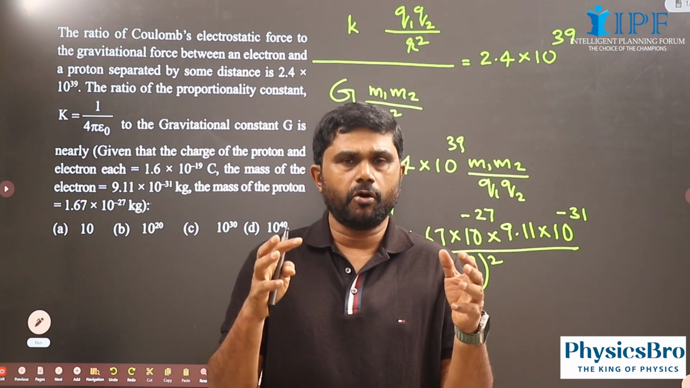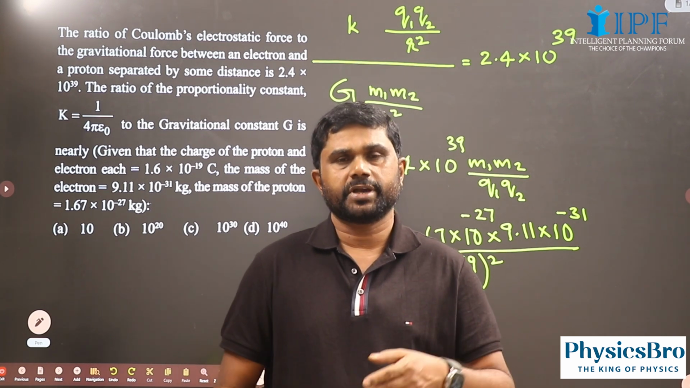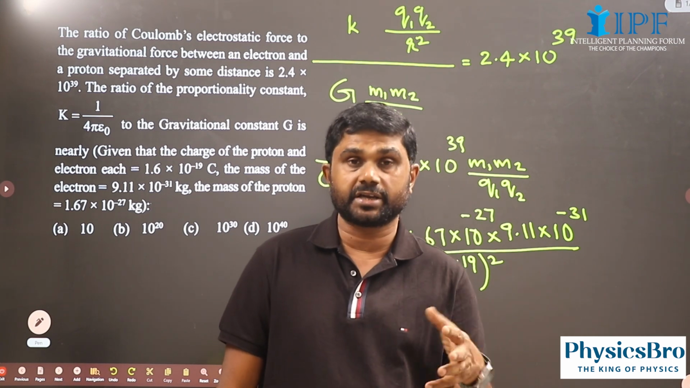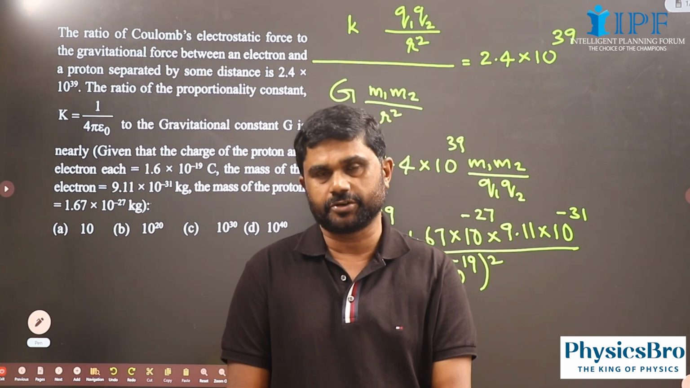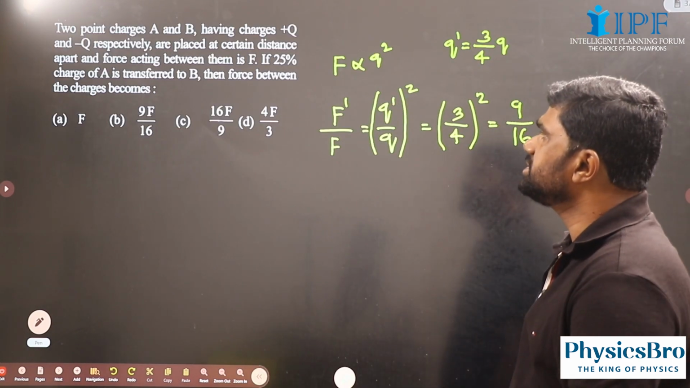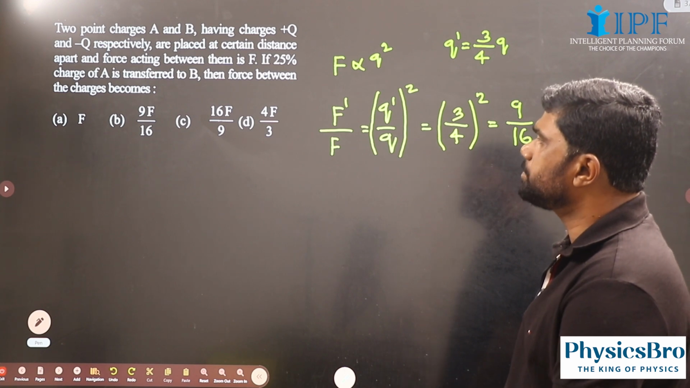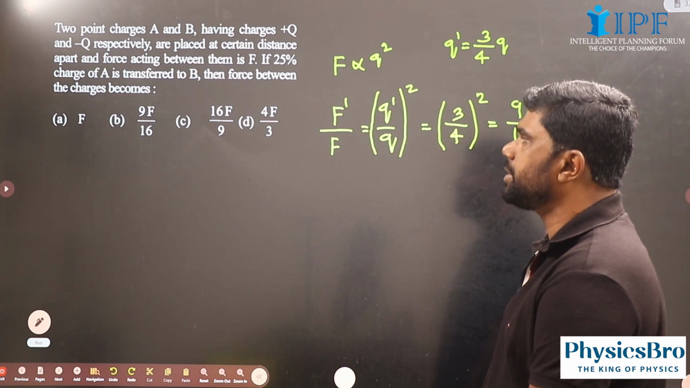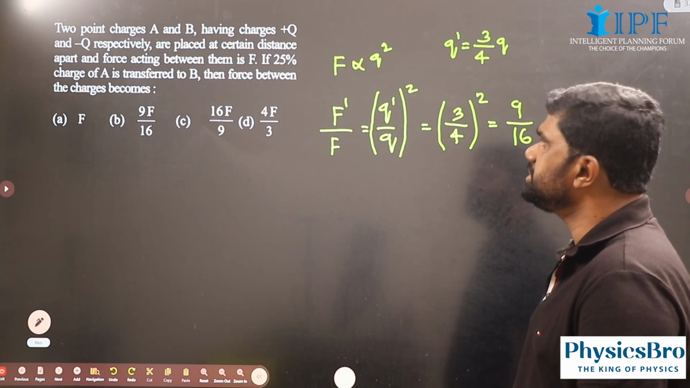All previous questions of NEET will be discussed in this video, and before that, the questions asked for AIPMT also. Two point charges A and B having charges plus Q and minus Q respectively are placed at a certain distance apart, and the force between them is F.